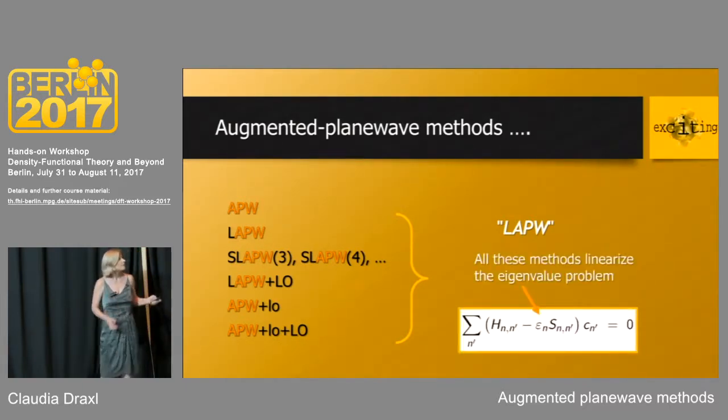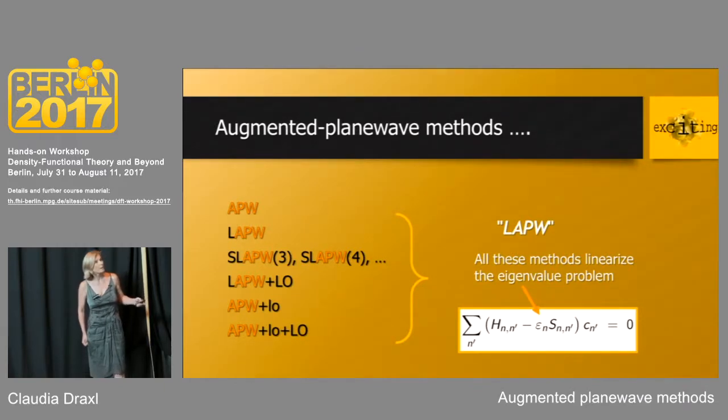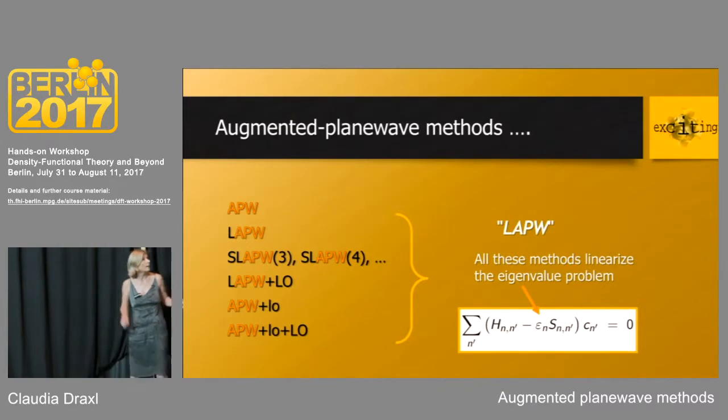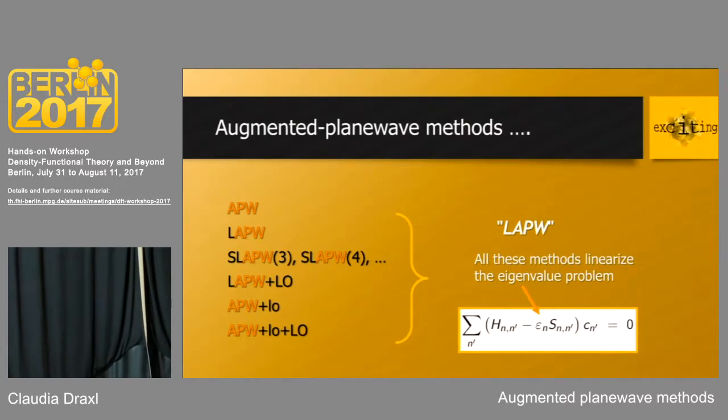So all these methods that you show here, besides this original APW method, linearize the eigenvalue problem. That means you have, in essence, this eigenvalue problem on the computer with the energy appearing only here and not in these matrices. Okay? This is important because if you have this, you can solve the whole problem by one diagonalization step of this Hamiltonian matrix.